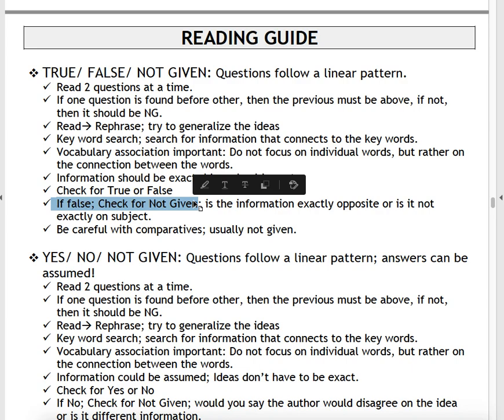That means, is it false because it's the opposite information? Or is it false because it doesn't really talk about it clearly? If it doesn't talk about it clearly, then it's not given.